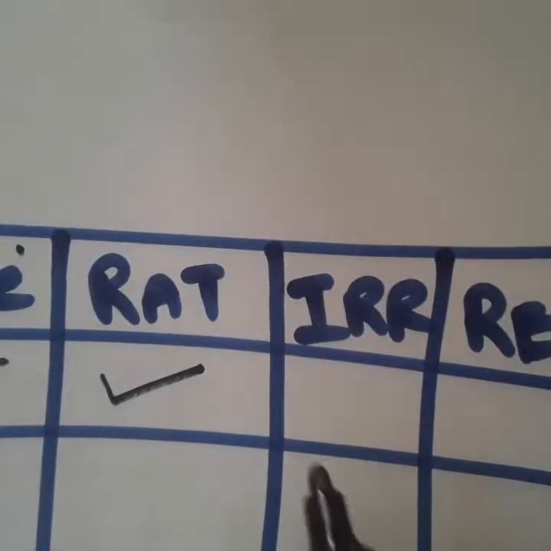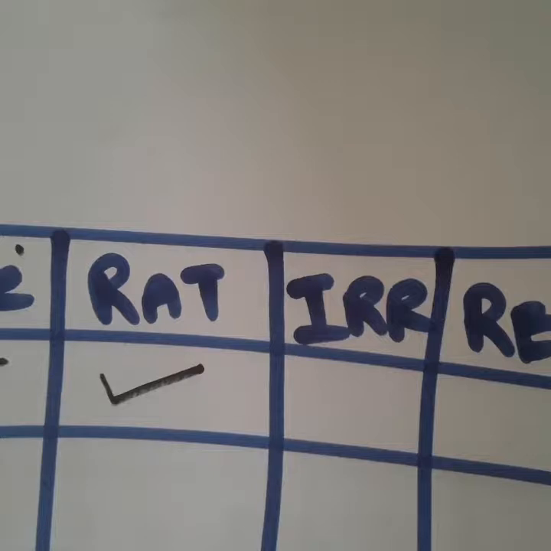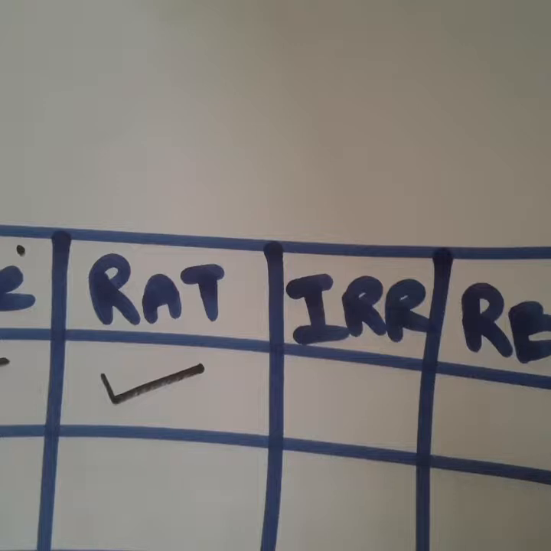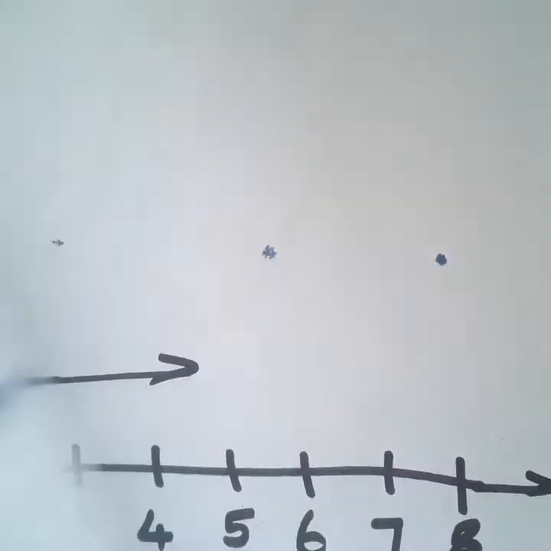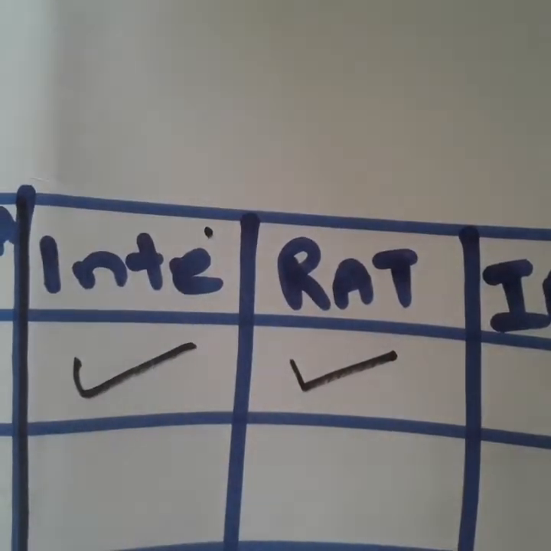Now let's check what's next. Irrational numbers. We said irrational numbers are numbers that cannot be expressed in the form of a ratio. Number 3 can be expressed in the form of a ratio, so number 3 is not an irrational number. Now we move to real numbers. If you remember the definition, real numbers are all the numbers that appear on the number line, including the decimal numbers. So number 3 is a real number.